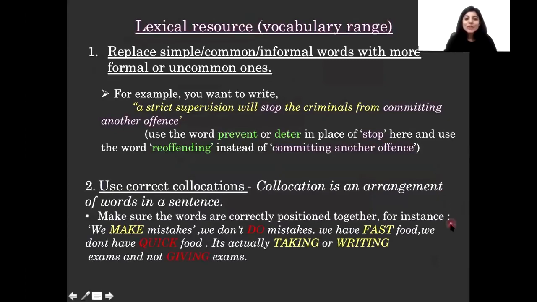Second, use correct collocation. Collocation is an arrangement of words in a sentence. Make sure the words are correctly positioned together. For example, we make mistakes, we don't do them. We have fast food, not quick food. It's actually taking or writing the exam, not giving it.